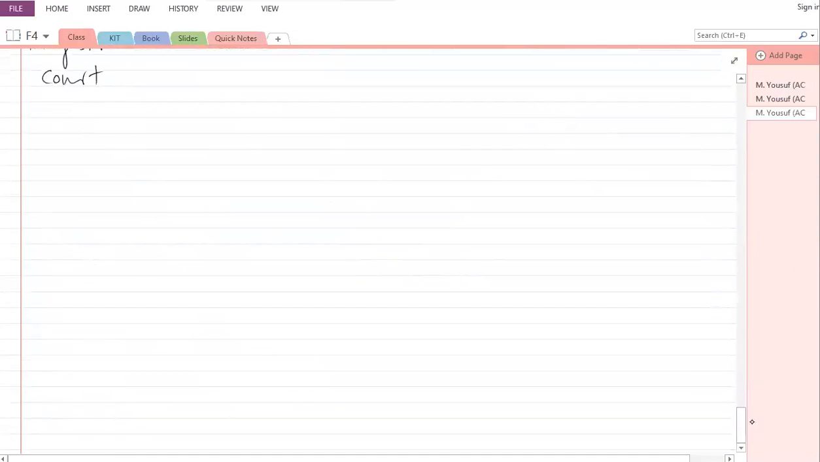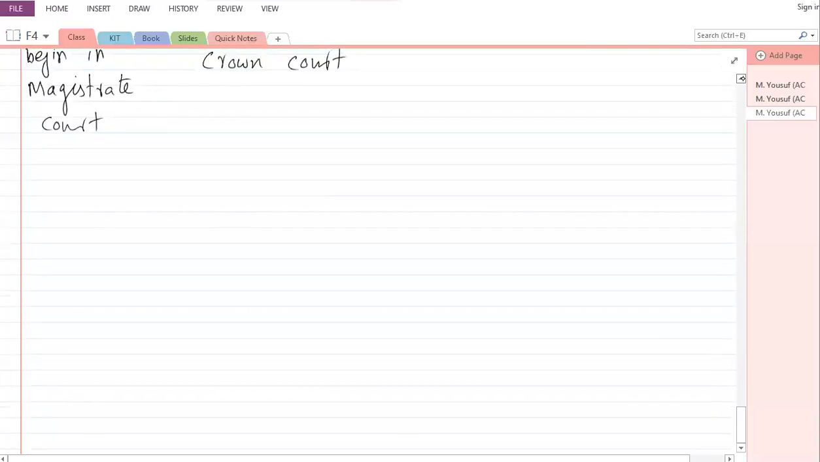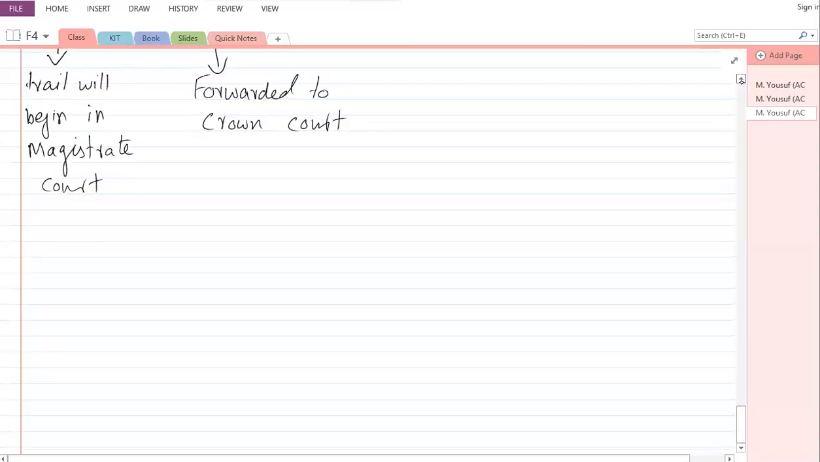You can see these rules are difficult, these rules are technical, and you need to memorize these rules. Otherwise, you cannot understand the hierarchy of court. So it is very important that after class, in the night, or in the morning, you should revise these topics and memorize these important points. Otherwise, you will not be able to understand Crown Court or High Court or Court of Appeal or Supreme Court. So if you have not understood the magistrate court, you will not be able to understand the later courts in the hierarchy of court.